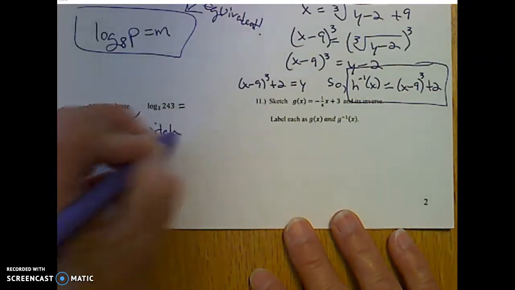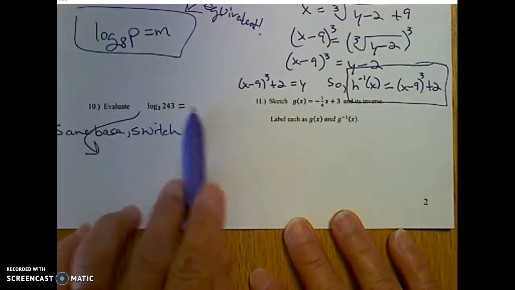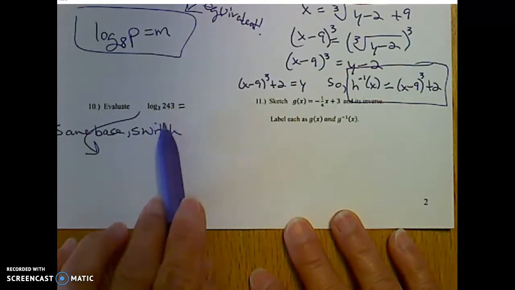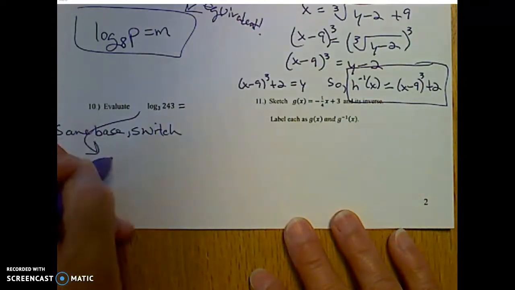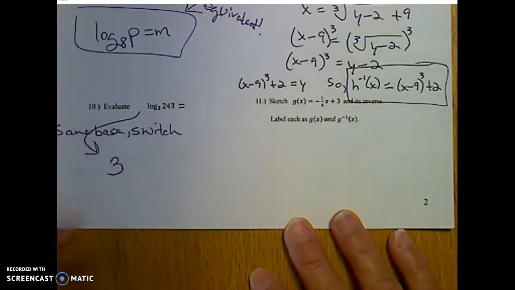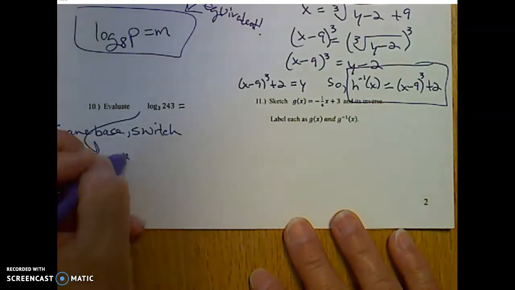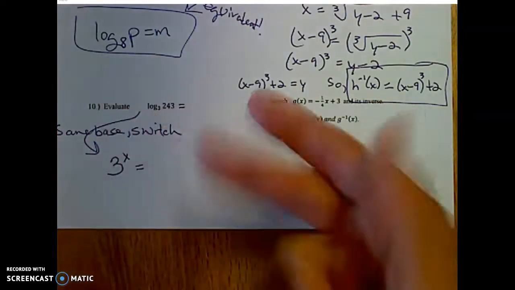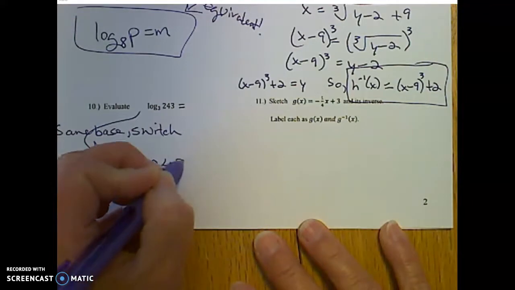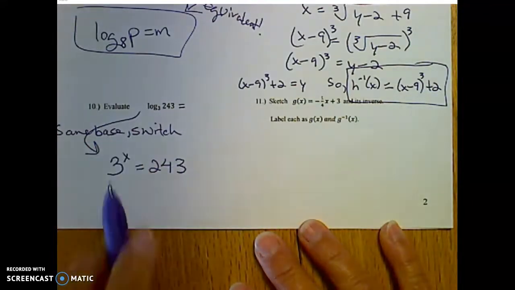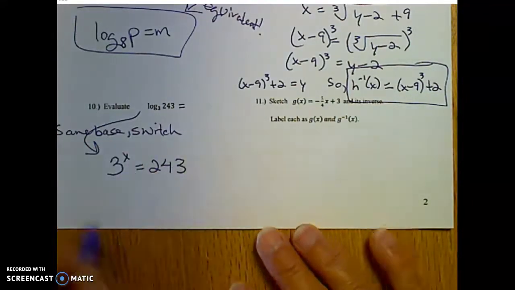This logarithm means 3 to what power equals 243. When I rewrite this exponentially, same base, the base is going to be 3, but now I'm going to switch. I'm going to just make this an x, and the 243 goes on the other side. So that's rewriting that exponentially.